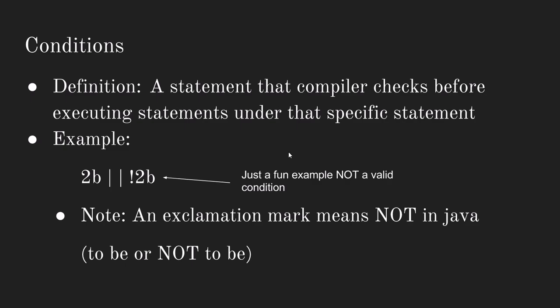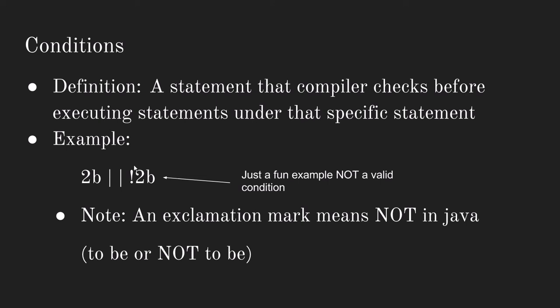So the definition of a condition is basically a statement that the compiler checks before executing some other statements that are under that specific condition. A good example could be the famous "to be or not to be," but this is just a fun example, and it's not generally used in Java. If you put that statement, it wouldn't run.